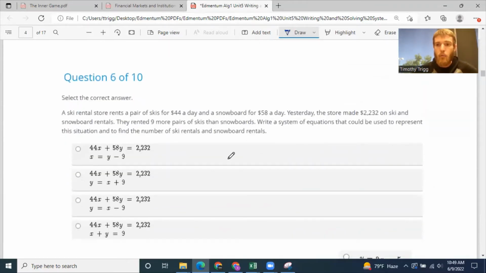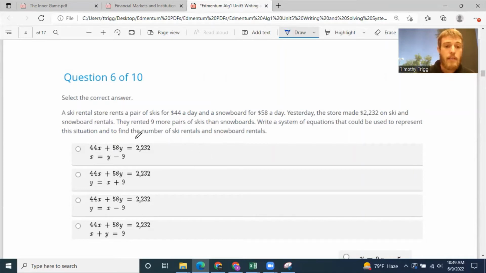This one looks like where we have to write our system. Let's go ahead and find the system of equations that describes this scenario. A ski rental store rents a pair of skis for $44 a day and a snowboard for $58 per day. Okay. Yesterday, the store made a total of $2,232 on ski and snowboard rentals. They rented 9 more pairs of skis than snowboards. Write a system of equations that can be used to represent this situation and to find the number of ski rentals and snowboard rentals. So here they're just asking us to write the system.